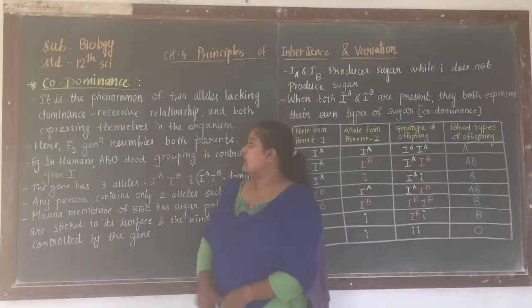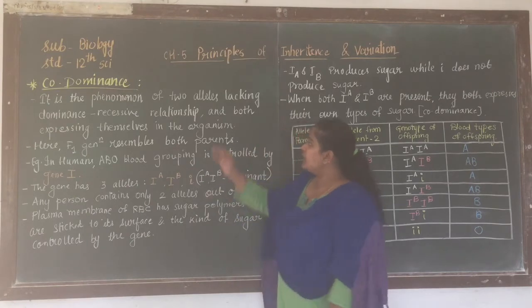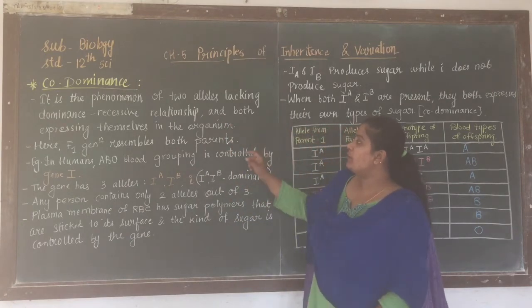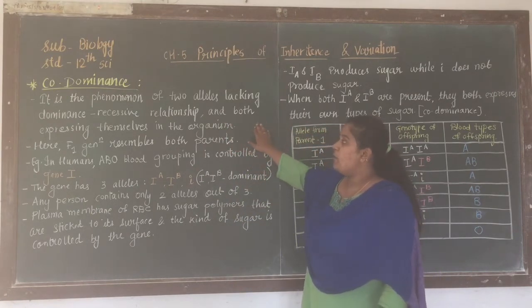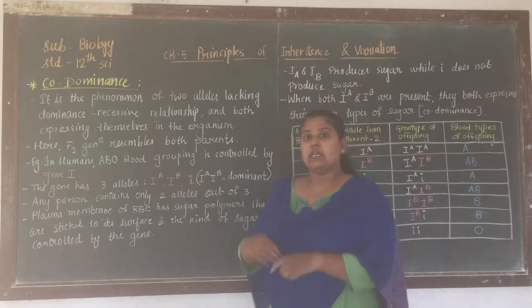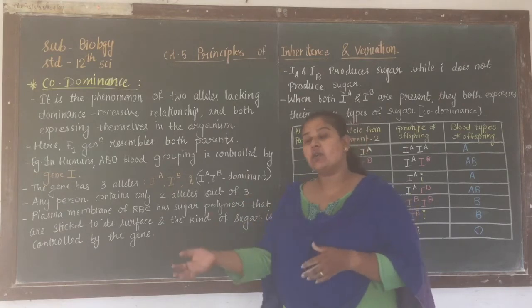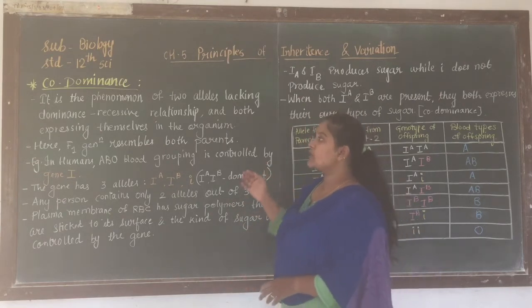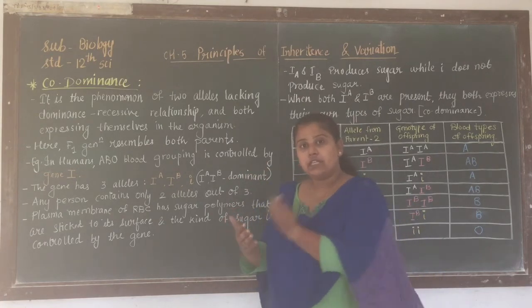The next topic is codominance. It is a phenomenon of two alleles lacking a dominant-recessive relationship and both expressing themselves in the organism. So codominance means that along with one, the other one also expresses, right? That means co means to work with each other, right?